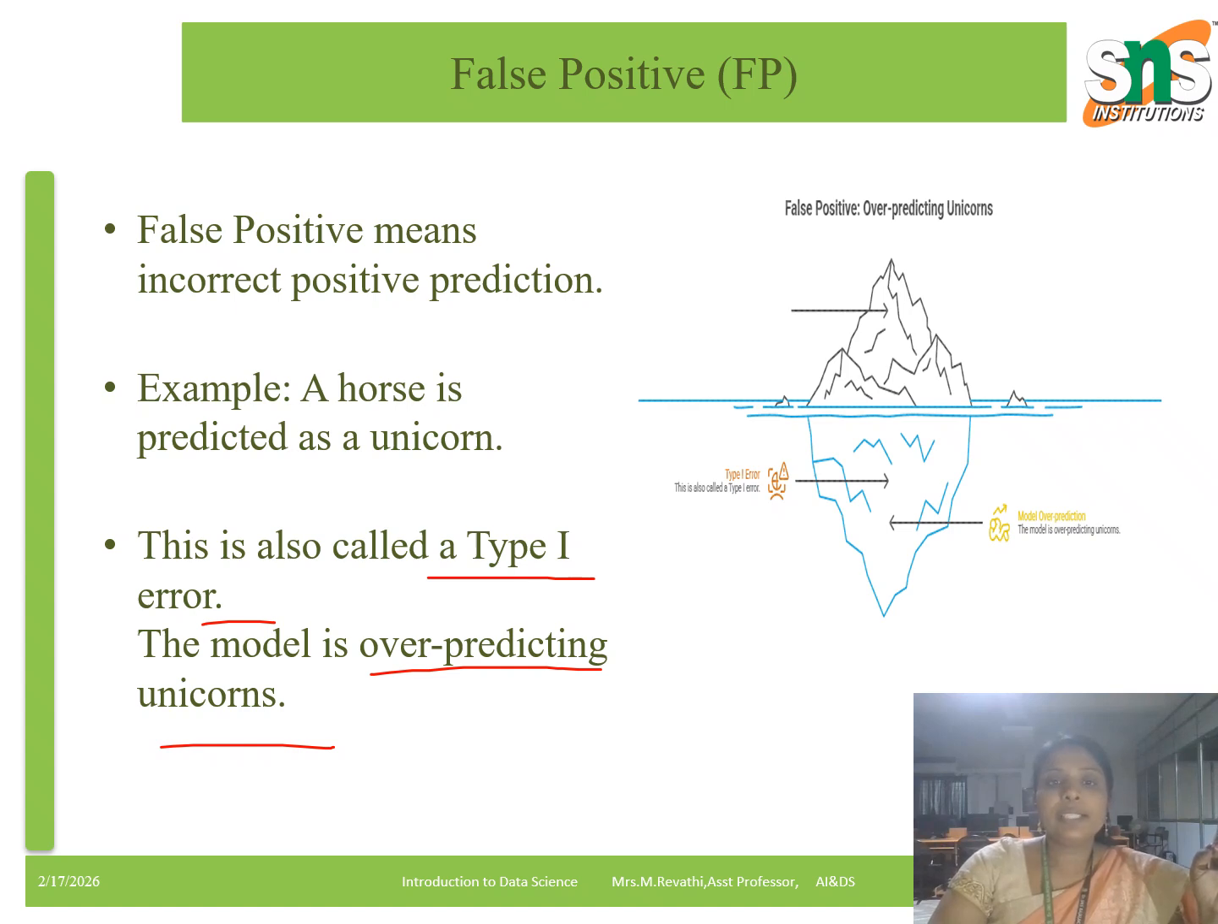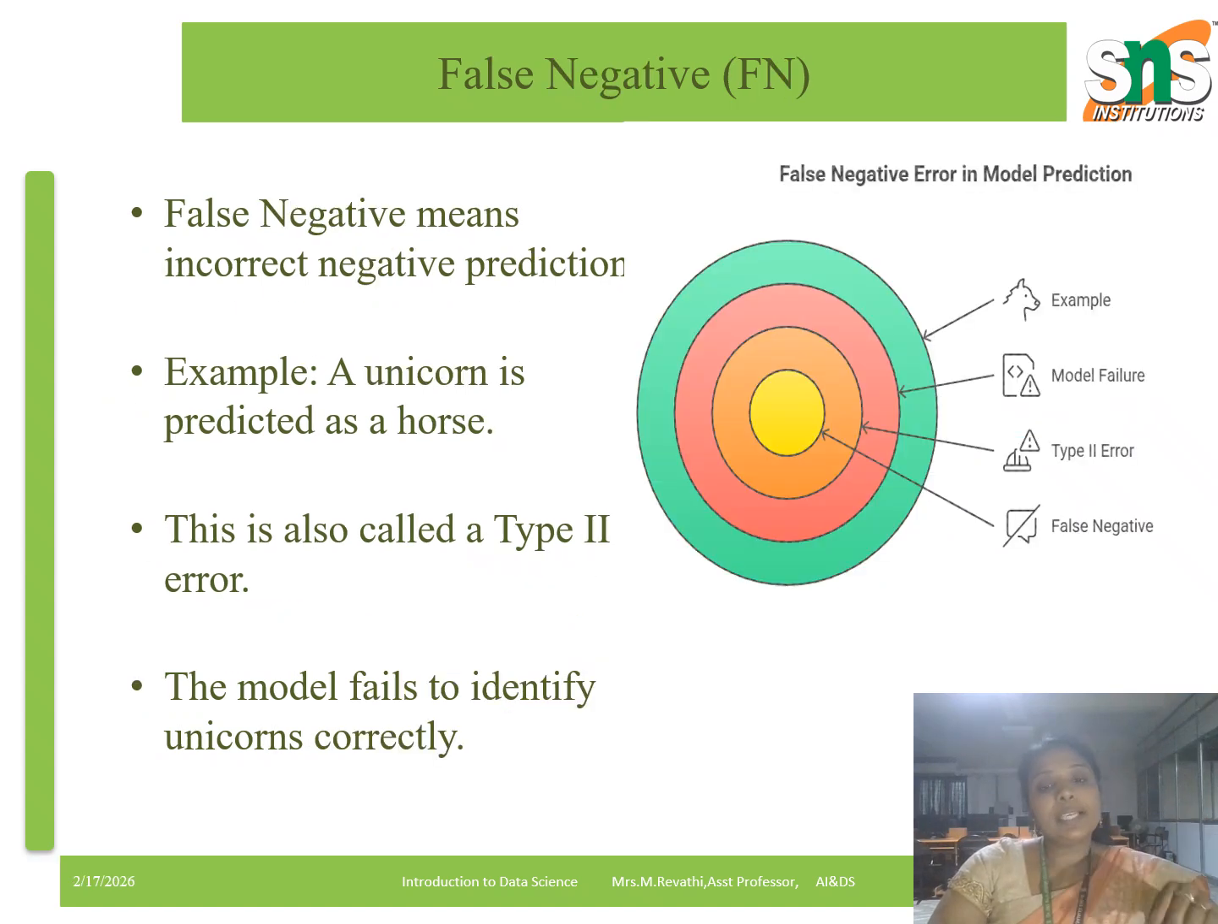Next we see the false negative. The model incorrectly predicts negative. For example, a unicorn is predicted as a horse. Here the actual value is a unicorn, and the predicted value is a horse. This is called a type 2 error. The model fails to identify the positive class correctly.